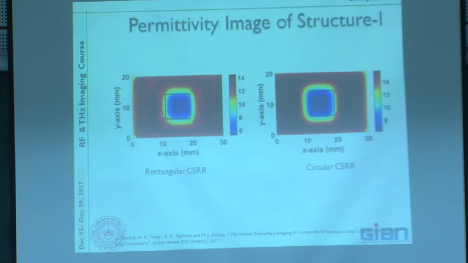And this is the actual data, using rectangular CSRR and circular CSRR. So they are the actual permittivity. You can see that the center value is lower, which is what was expected. This was around 4.2, and the other around 10.4 or 12.4, and in both cases you are able to get the image.